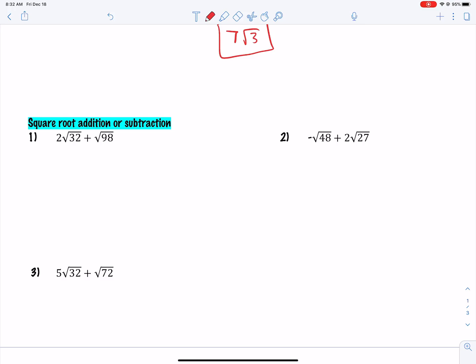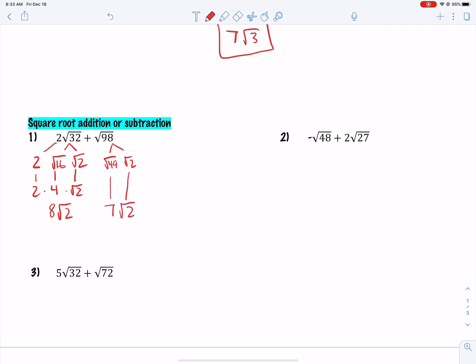So this one, since that has a 2 in front, keep that in front. And then 32 is radical 16 times radical 2. Radical 16 turns into 4, and I'm left with a radical 2. So this is 8 radical 2. Okay, remember, you're always just multiplying the numbers within each one. 98 is 49 and 2. So 49 is 7, and I'm left with a radical 2. All right, so when I simplified these, I'm now at 8 radical 2 plus 7 radical 2.